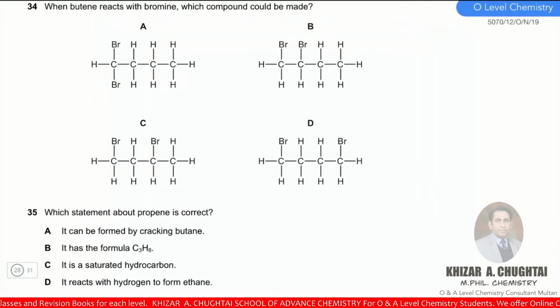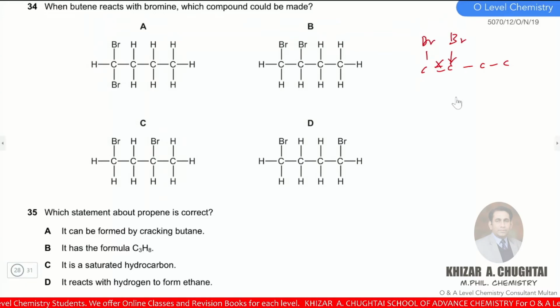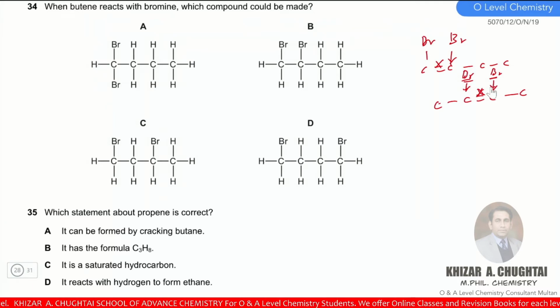34. When butene reacts with bromine, which compound could be made? When butene is allowed to react with bromine, one of the bonds, the pi bond, I mean one of the double bonds, is cleaved, and there is Br over here and Br over here. If it is butene, then both Br should be on the middle carbons. The two Br atoms are added after the breakage of the bond, and they are always present on adjacent carbon atoms.